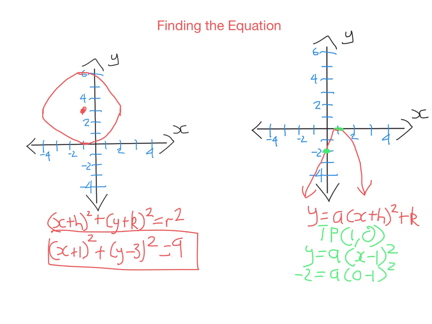So, of course, order of operations means we do this first and then square it. So -1 squared is just 1. I get -2 equals a times 1. A is just -2. So that means the equation of this parabola is y equals a x minus h squared. We figured out h was -1 plus k, which is 0. So that's the equation I need to start with to yield this graph here.